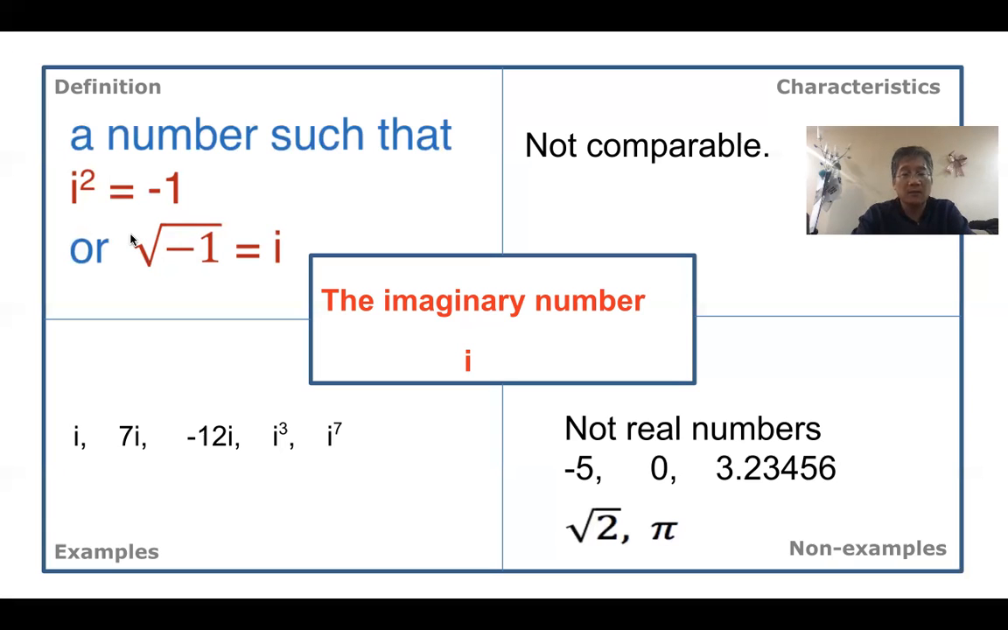All right. So these are the examples: i, 7i, negative 12i, i cubed, i to the 7th power. Or you can use the square root of negative numbers.